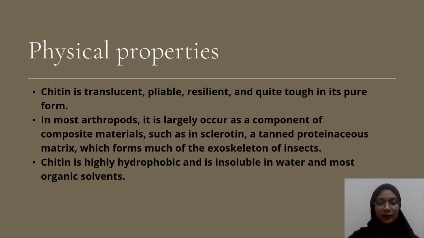Hi, my name is Nur Farhanim and I'm going to proceed with the physical properties of chitin. In its pure form, chitin is translucent, pliable, resilient and quite tough. However, in most arthropods, it largely occurs as a component of composite materials, such as in sclerotin, a thin proteinaceous matrix which forms much of the exoskeleton of insects. Chitin is highly hydrophobic and is insoluble in water and most organic solvents.